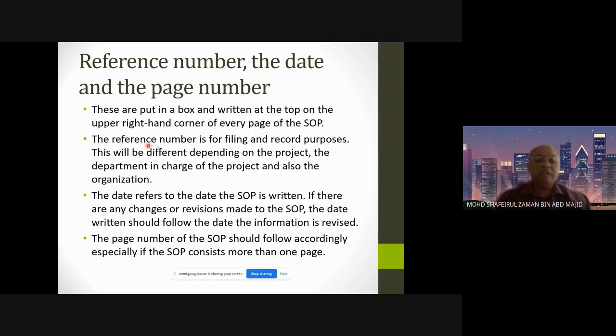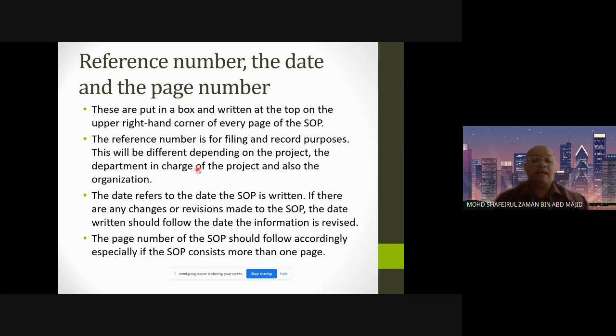Okay, so the reference number is for filing and record purposes. Let's say your company will have many SOPs. In order for you to file them and also for record purposes, you are going to have the reference number. Maybe the first three letters in the beginning will represent a certain SOP. It depends on the SOP or the procedure that you're going to conduct, so this will be different depending on the project. Different projects will have different reference numbers, the department in charge of the project, and also the organization.